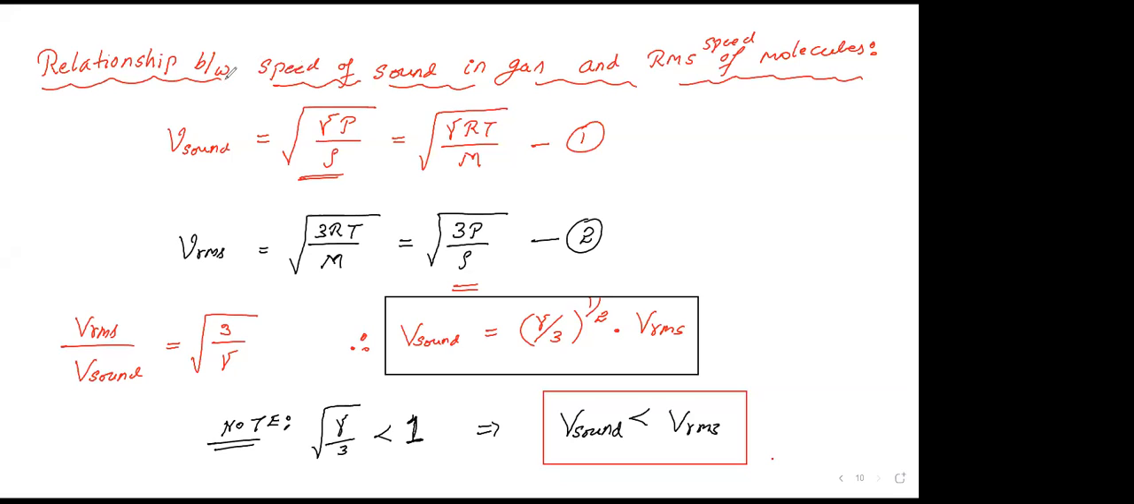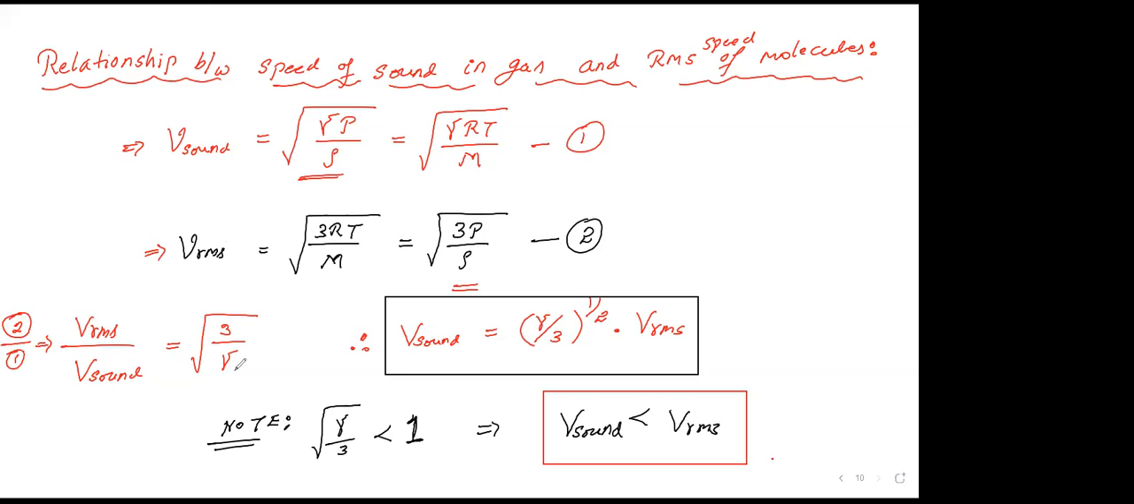I'll explain once again the relationship between the speed of sound in a gas and the RMS speed of a molecule. This is the velocity of sound, V = root of gamma p by rho, which can be written in terms of temperature as root of gamma RT by m. And for the RMS speed, Vrms = root of 3RT by m, that is root of 3p by rho. We can write RT by m as p by rho. Now divide these two, equation 2 divided by 1.